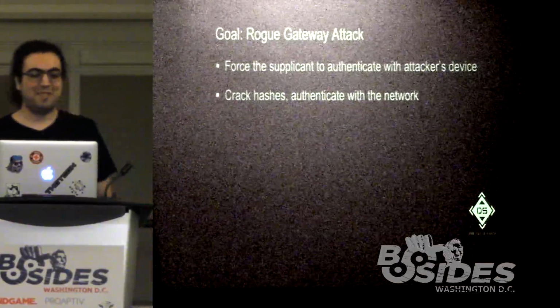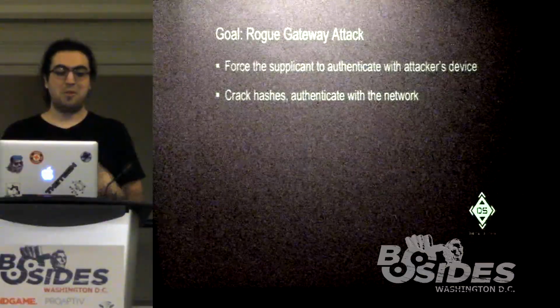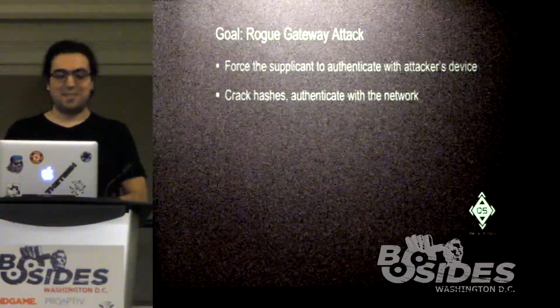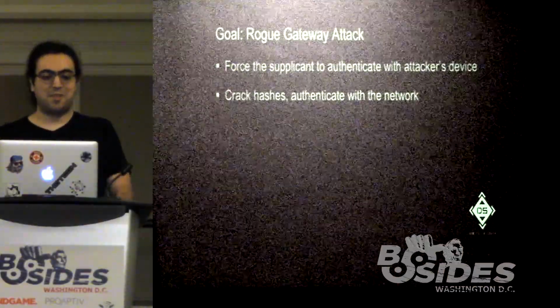The goal of a rogue gateway attack, much like a rogue AP attack, is to force the supplicant to authenticate with your device. How do you do that? And once you do that, you can crack the hashes that it sends you, and you can use those to authenticate with the network.